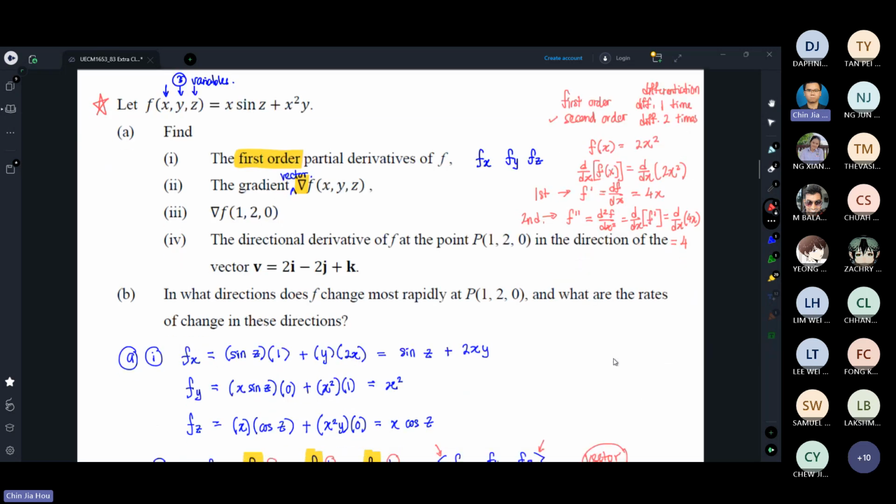Now, let us extend it to this case. The question asks for the first order, so we only need to differentiate it once with respect to x, y, z, because these are partial derivatives, a multivariate. Is that clear now? Okay, very good. How about the others? Are you clear with what is first order and second order? Okay, very good.